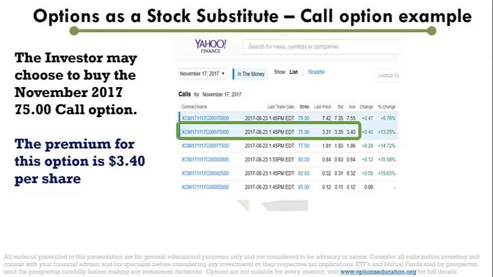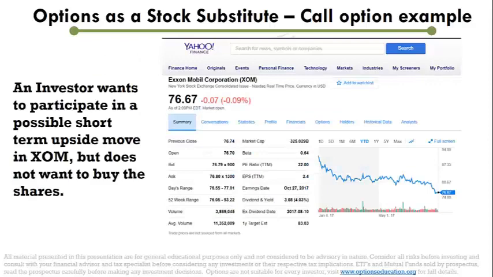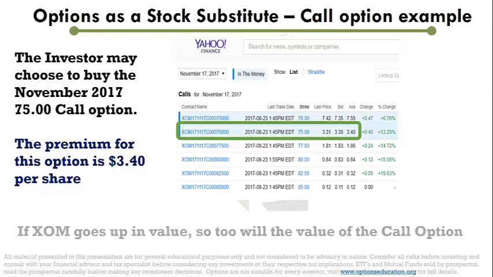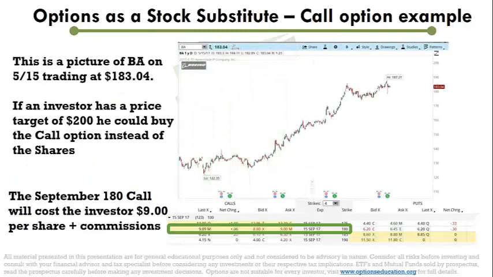So this allows the investor to control ExxonMobil until November of 2017 for $3.40 a share, instead of owning the stock for $76.67 a share. Now, this allows an investor to participate in the movement of ExxonMobil, because if ExxonMobil goes up in value, so too will the value of the call option. So this allows the investor to be part of the movement and still benefit from the movement. So here's an example.